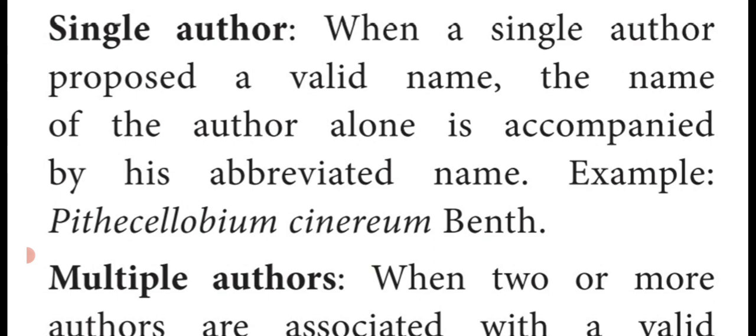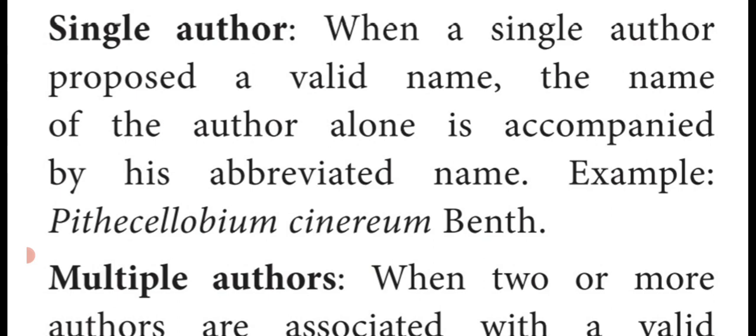Example, Pithecellobium cinerarium. Bentham and Hooker are two scientists; one of the scientists is Bentham. The short form, Benth., is placed at the end of the specific epithet. Pithecellobium is the genus name, cinerarium is the species name, followed by the author, that is Benth.